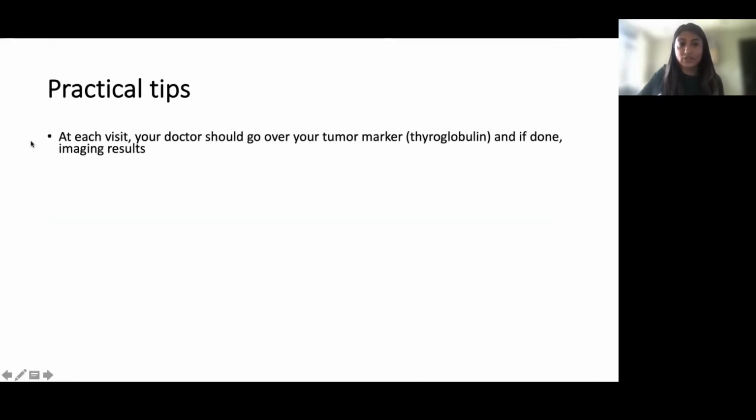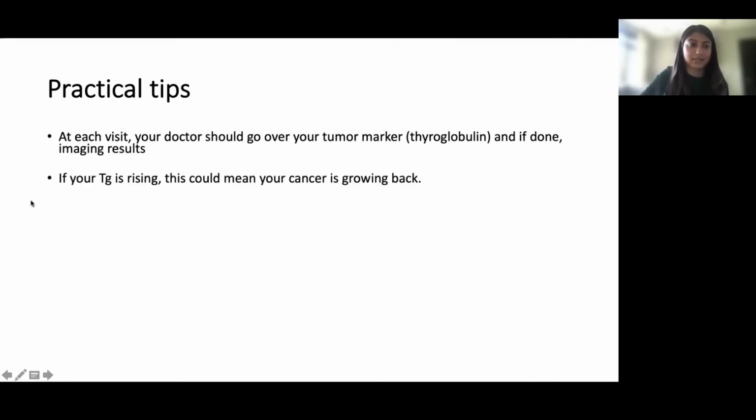So my practical tips from this section is, at each visit, you should ask your doctor to go over your tumor marker, the thyroglobulin, and if done, your imaging results. And a lot of my patients will bring a binder or whatnot to write in, and they'll keep their tumor marker numbers, or I'll print them off the flow sheet that shows how it's changed over time. And so those are the two main things to ask about. Well, what is my tumor marker doing this time? And if it's going up, what does that mean? And then what does my imaging look like, your ultrasound?